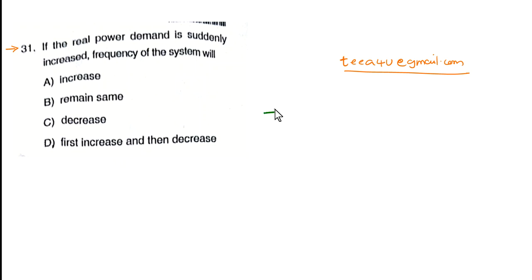The first way of explanation is we know the accelerating power equation. Pa is equal to P mechanical minus P electrical power. Now the real power demand increases, which means the electrical power demand increases. What about the accelerating power? Accelerating power decreases. Once the accelerating power decreases, automatically the speed is going to decrease. As the speed decreases, we know the formula Ns is equal to 120 f by P, so automatically the frequency will decrease. So the frequency of the system will decrease.